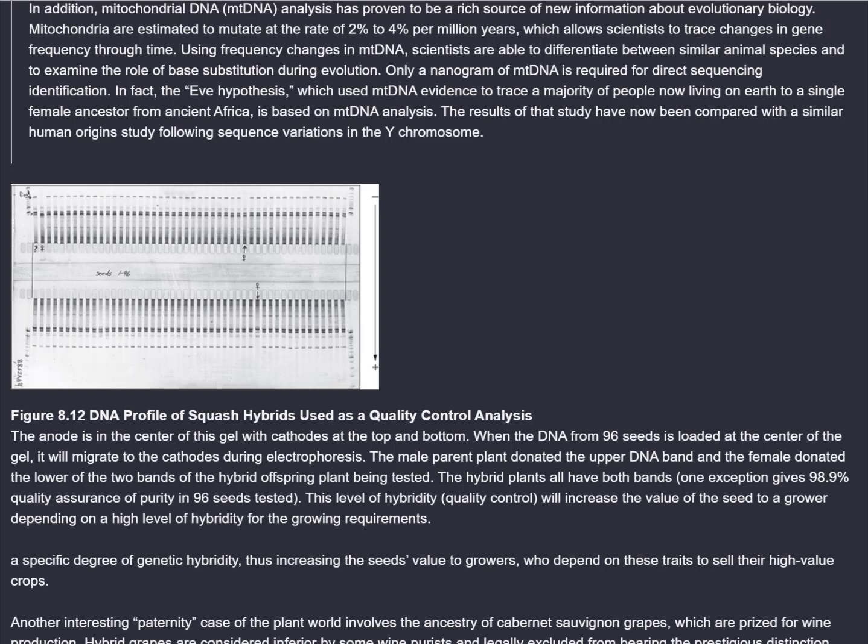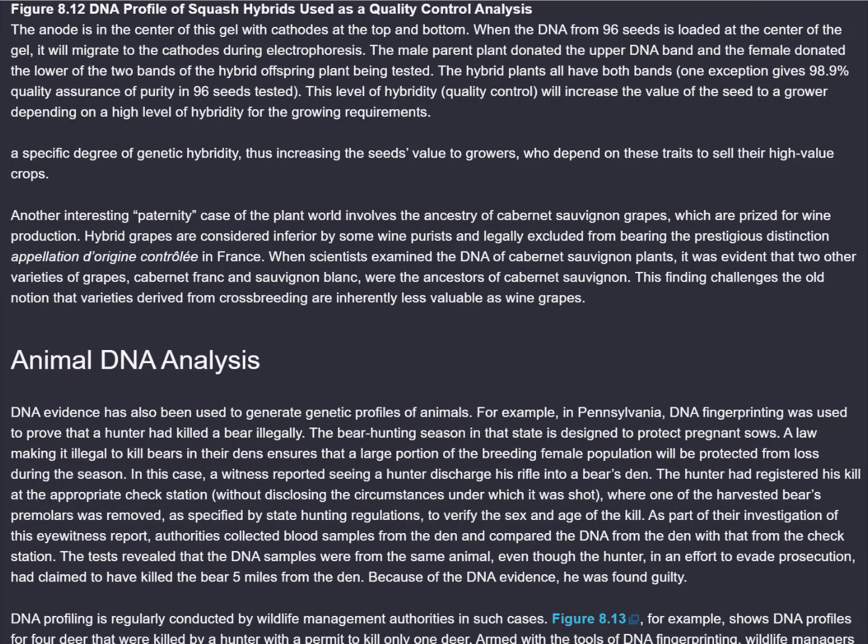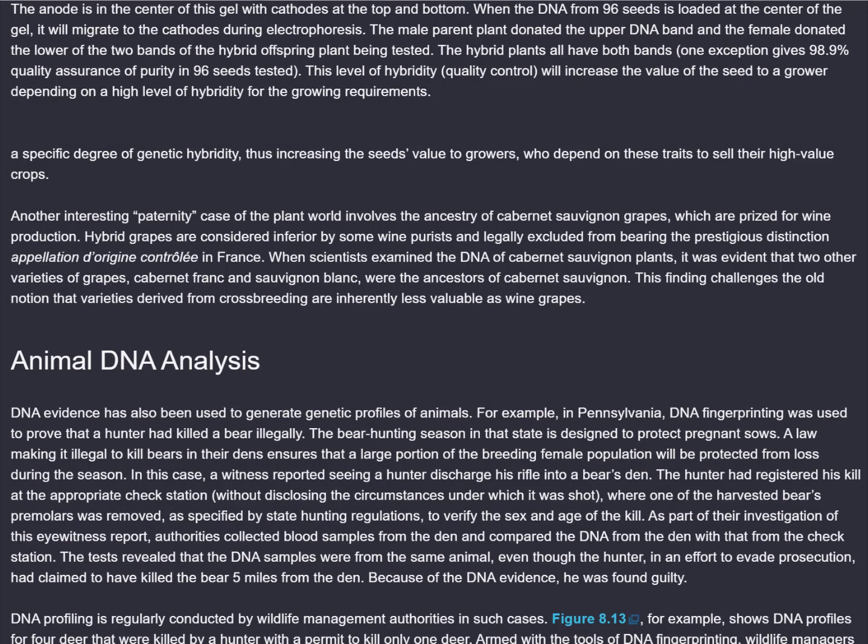In fact, the Eve hypothesis, which used mtDNA evidence to trace a majority of people now living on Earth to a single female ancestor from ancient Africa, is based on mtDNA analysis. The results of that study have now been compared with a similar human origins study following sequence variations in the Y chromosome. Figure 8.12 DNA profile of squash hybrids used as a quality control analysis.